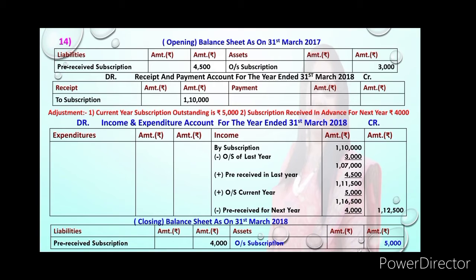Second adjustment, subscription received in advance for next year rupees 4,000. This is the pre-received subscription for next year, so our sign is minus. So from subscription we have to deduct, we have to less the amount, so we will write pre-received for next year 4,000 rupees. After deducting, the total amount will be recorded in outer column, that is 1,12,500. Second effect will be given in closing balance sheet liability side. We have to write as pre-received subscription 4,000.